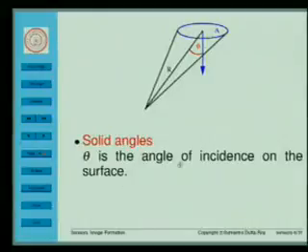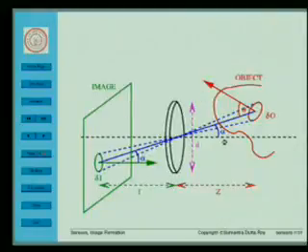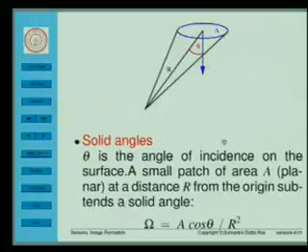Okay. So theta, if theta is the angle of incidence on a particular surface of area A, then okay, this is a planar surface of area A, then we define a solid angle as the effective area or the foreshortened area. We are all familiar with foreshortened area, right?